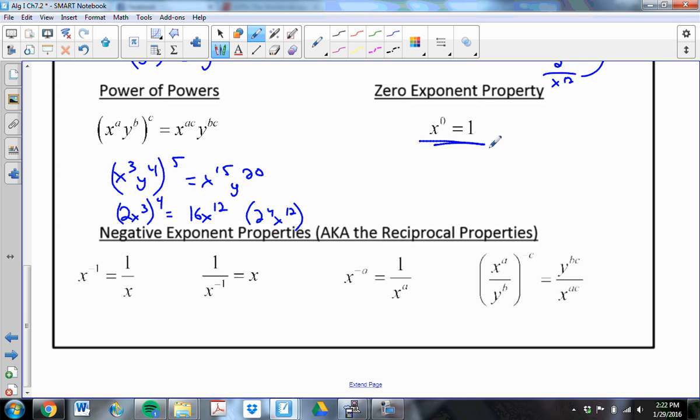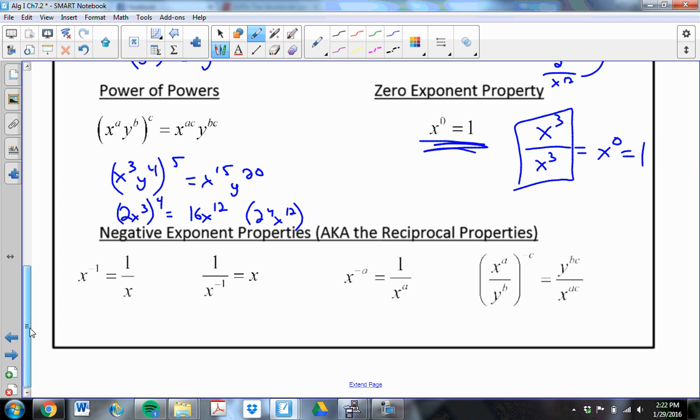Anything to the 0 power is 1. Well, anything except for 0. 0 to the 0 power is a big argument. But anything else to the 0 power is 1. Like if I have x to the third over x to the third, that becomes x to the 0. And x to the 0 is just 1, because this was something divided by itself. And something divided by itself is 1. So anything to the 0 power is 1.